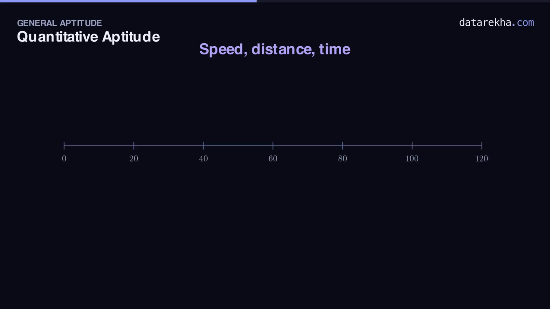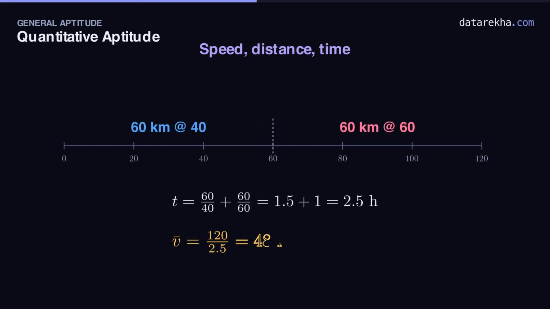Now the average speed trap. 120 kilometers. First 60 at 40 an hour. Second 60 at 60. Time is distance over speed. 60 over 40 is 1.5 hours. 60 over 60 is 1 hour. Total time 2.5. So average speed is 120 over 2.5, 48.